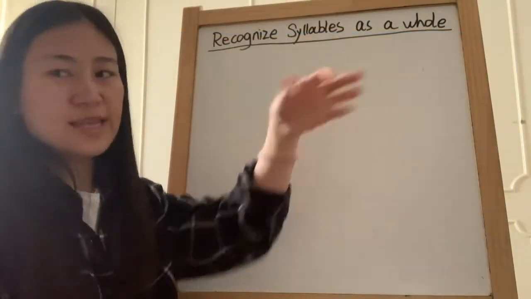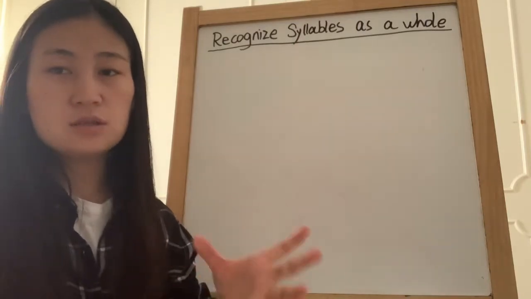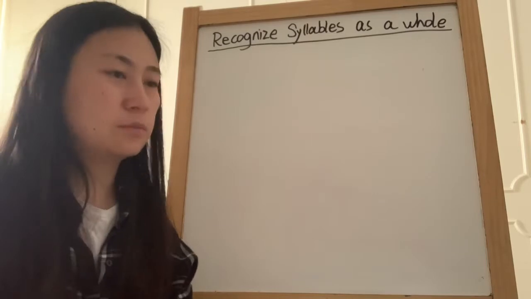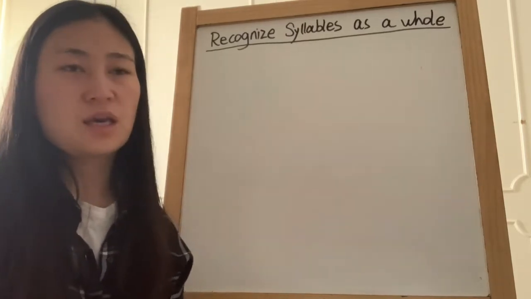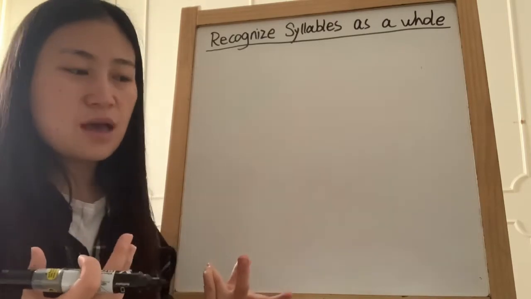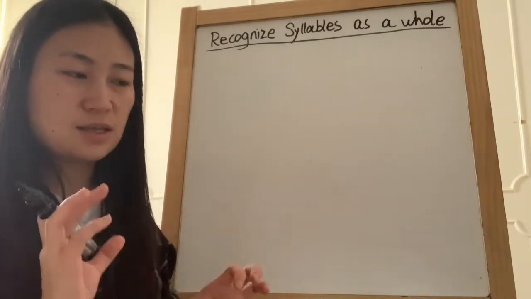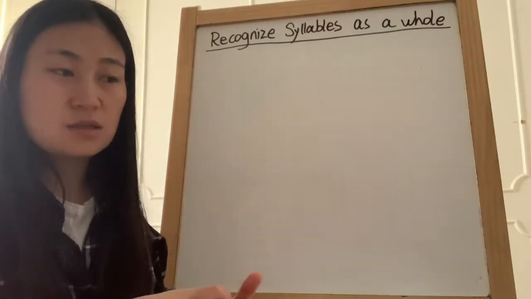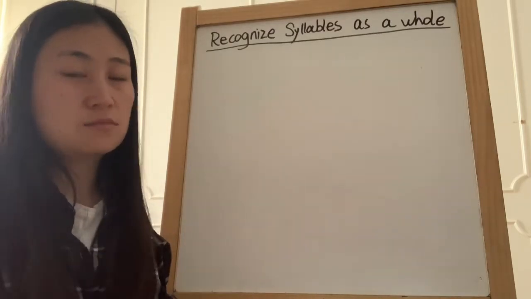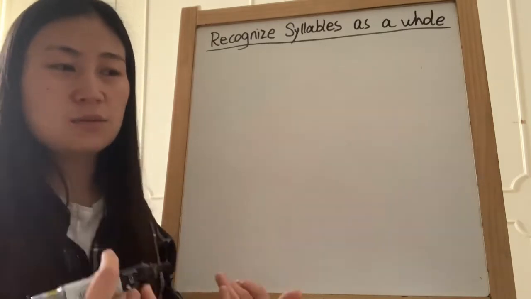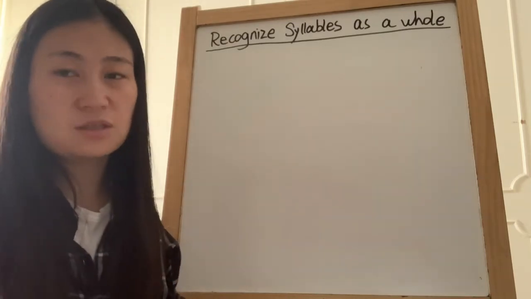Recognize syllables as a whole, it means we don't spell it, okay? Never spell it because we can't. When we spell it, it doesn't sound the same and doesn't make any sense. If you spell this syllable the normal way, it doesn't make any sense because that syllable doesn't exist in the Chinese language, for example.